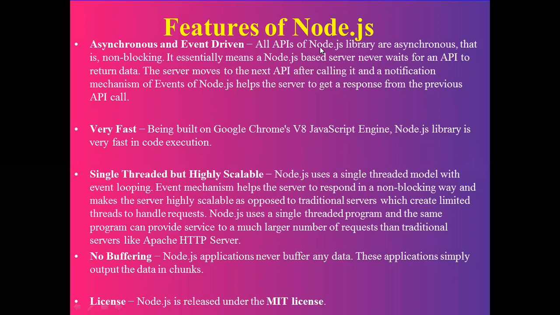That means if we execute any server-side script and an API is not available, it is not going to wait for that API to become available. It will move towards the next API instead of waiting. That is asynchronous and event driven. Whenever any event occurs, it will move towards the next API call. The next feature is that it is very fast. It is fast because it is built on Google Chrome's V8 JavaScript engine. That is the reason it is fast for execution.